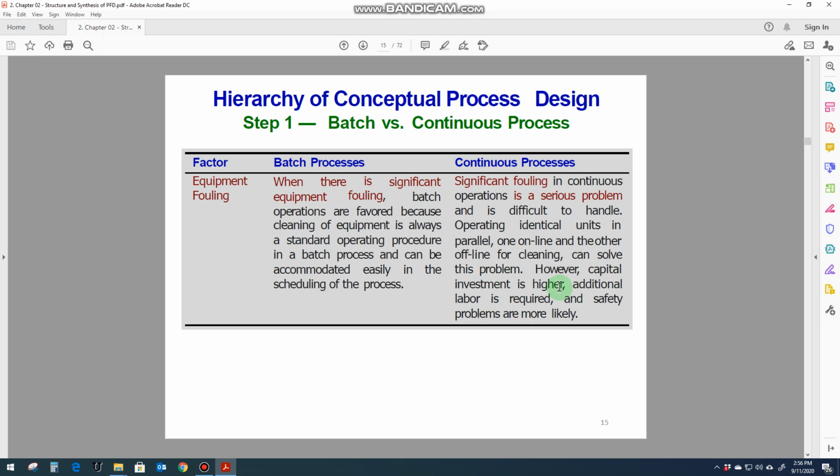However, capital investment is higher, additional labor is required, and safety problems are more likely. We have to increase the number of equipments, which will increase the investment. Additional labor is required, because instead of handling one equipment, we now have to handle more than one. Safety problems are more likely. Whenever there is maintenance, we have to see how different equipments can be connected with each other, so that the process is operational on one equipment while the other is under maintenance. So we can have some safety issues while conducting maintenance on those equipment.